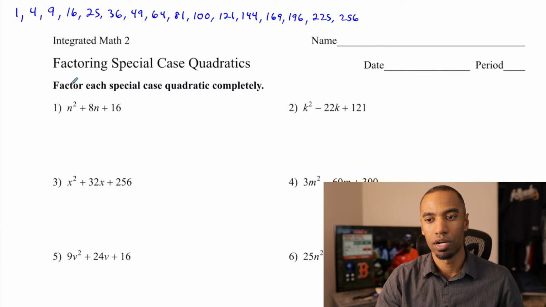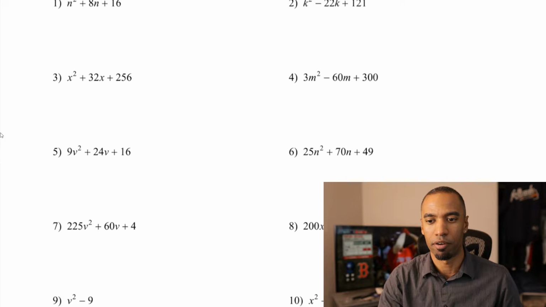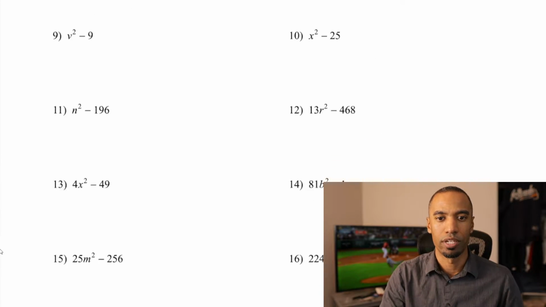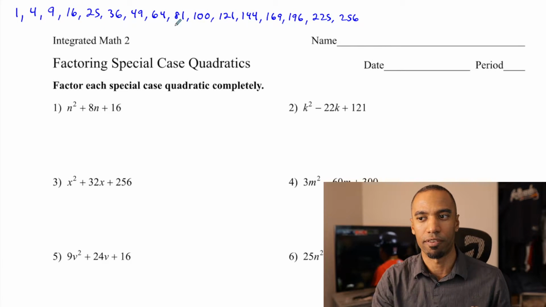Now, we're going to start, it says factor each special case quadratic completely. These are all special case quadratics on this front page here, whether they are perfect square trinomials 1 through 8 or difference of two squares 9 through 16. And we're going to go ahead and factor these. So let's start with the perfect square trinomials.